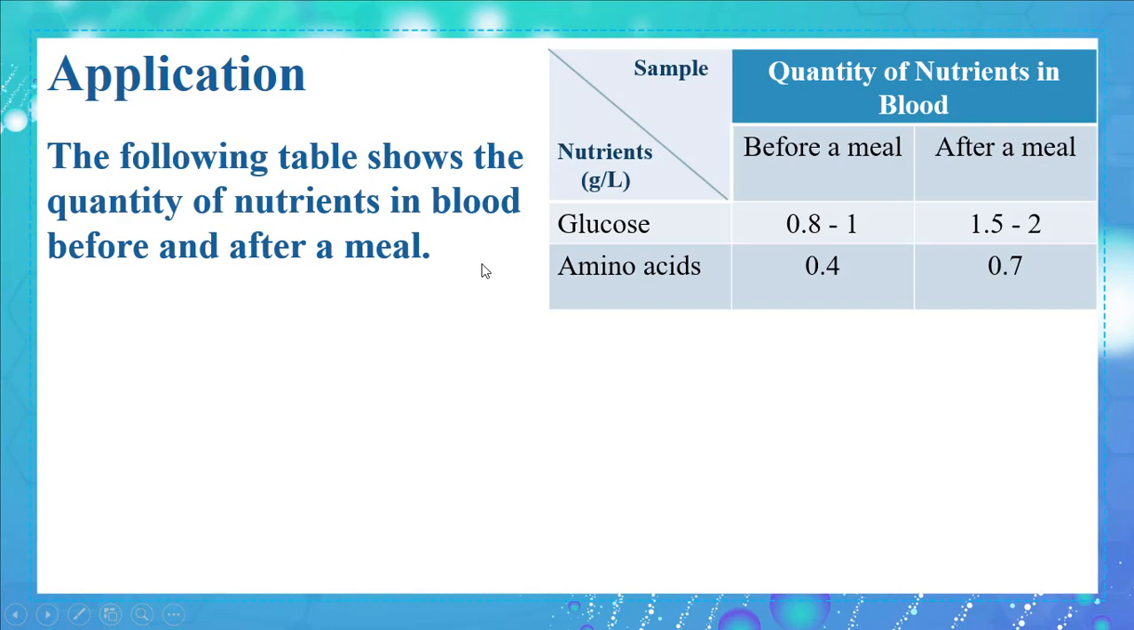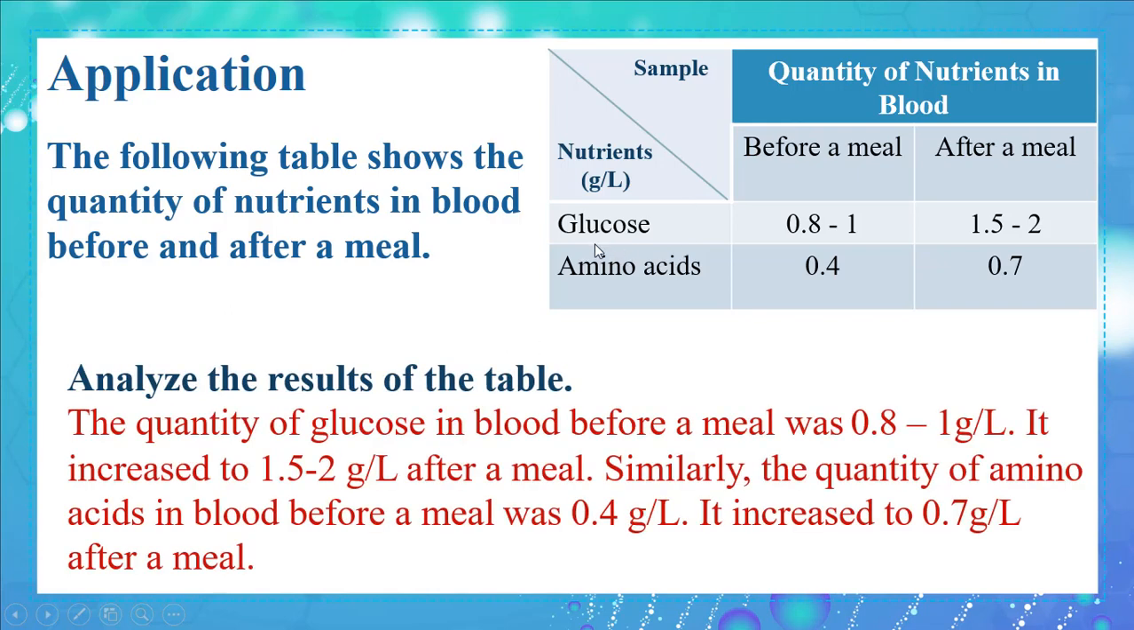Now let's apply what we have learned. The following table shows the quantity of nutrients in blood before and after a meal. Analyze the results of the table. The quantity of glucose in blood before a meal was 0.8 to 1 gram per liter. It increased to 1.5 to 2 gram per liter after a meal.